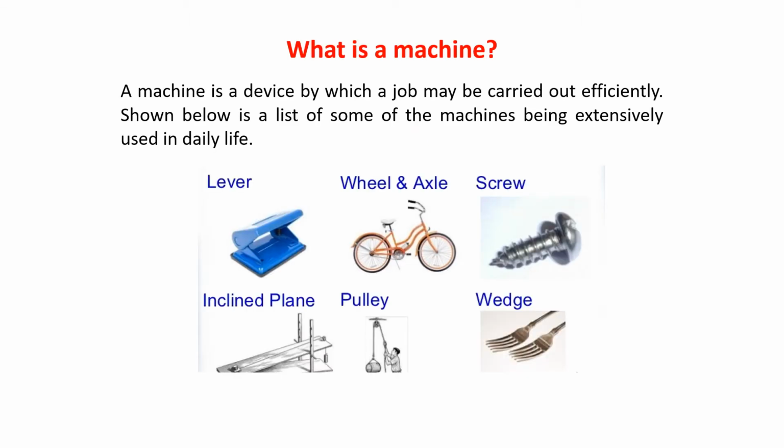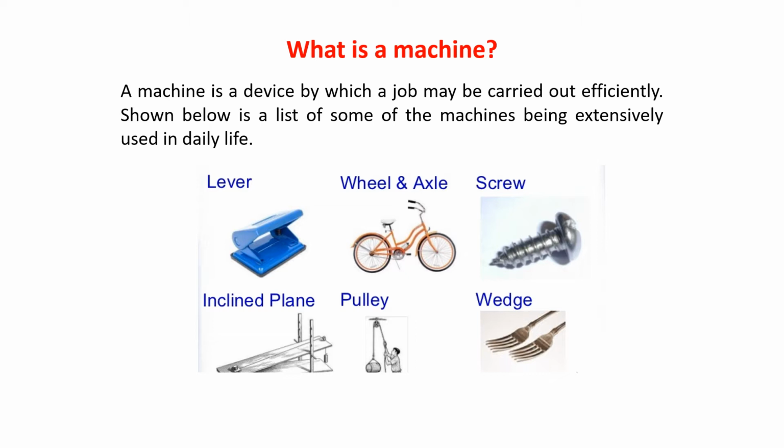This is the recapitulation of the topic, whatever you have done. Let us start with what is a machine. A machine is a device by which a job may be carried out efficiently.